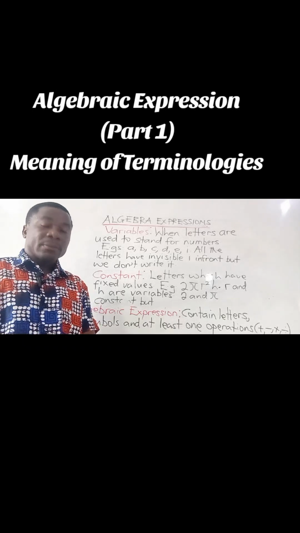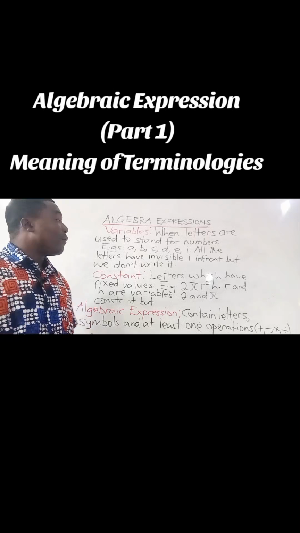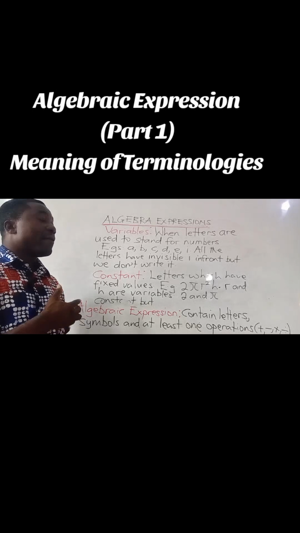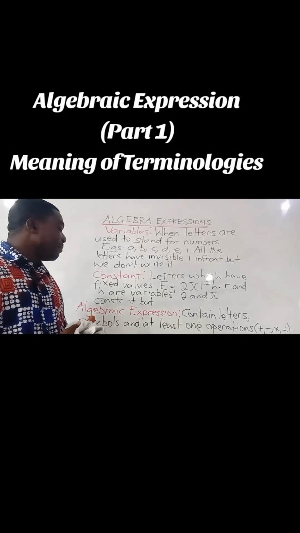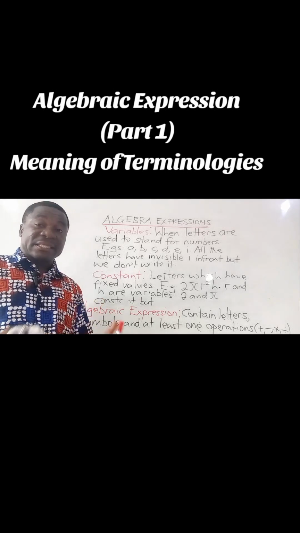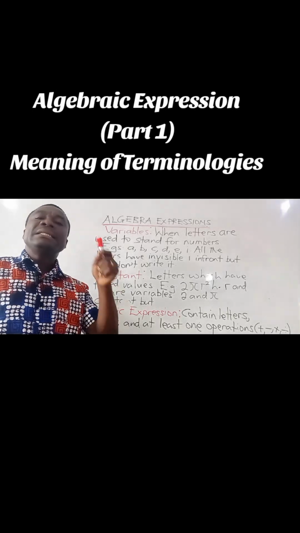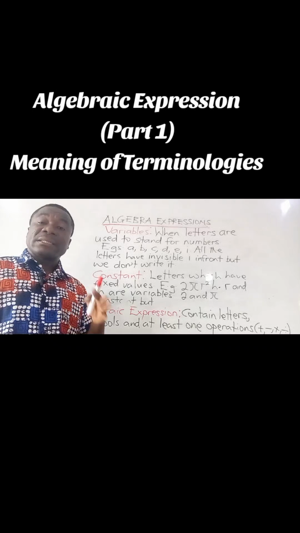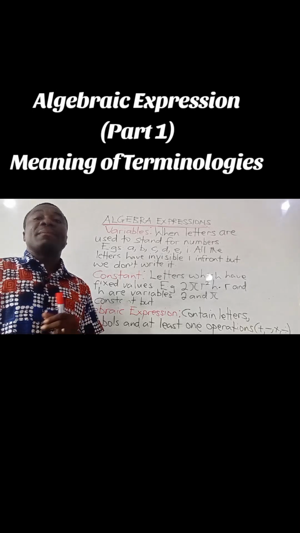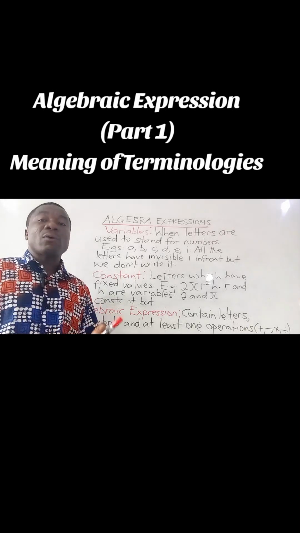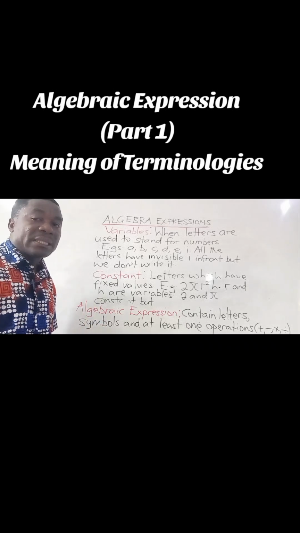So I'm going to clean the board now. I believe you are done copying the meaning of algebraic expression, what we mean by variable, what we mean by constant, and what we mean by algebraic expression itself. All right. So take note of that. When you see any expression that has symbols, that has letters combined, and any of the mathematical operations, any, meaning it can be one or two, please, this is an algebraic expression. So I think I can clean the board now.